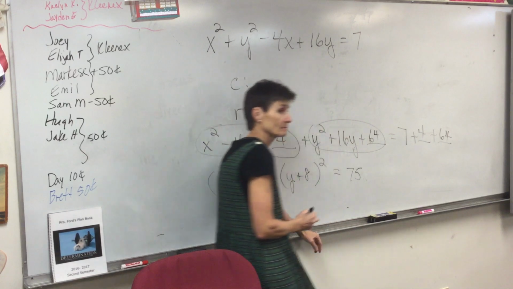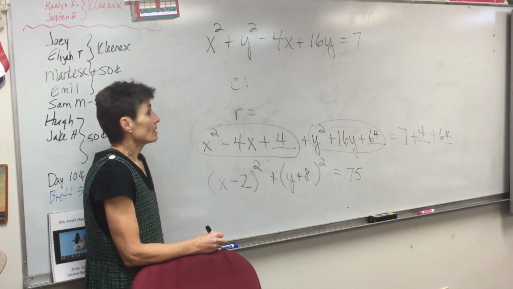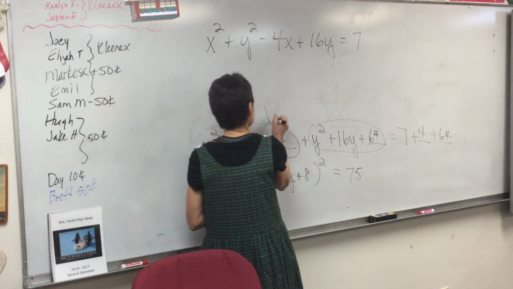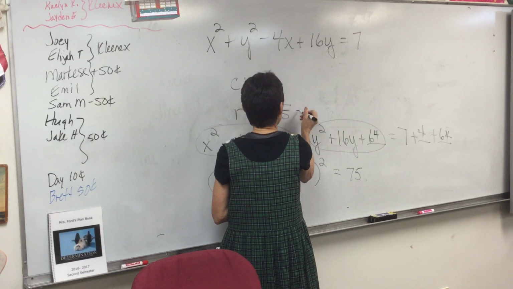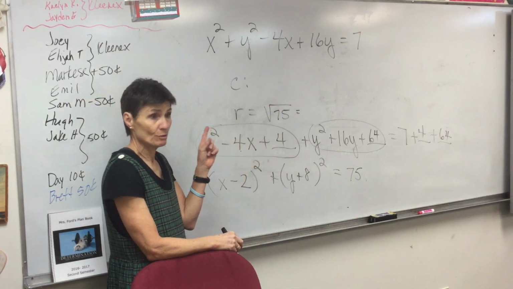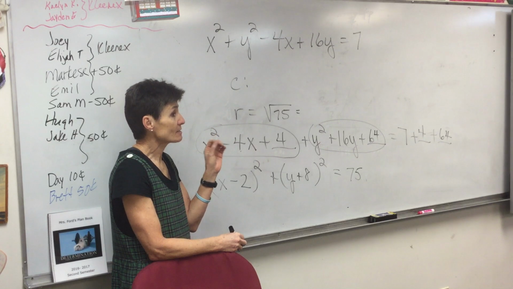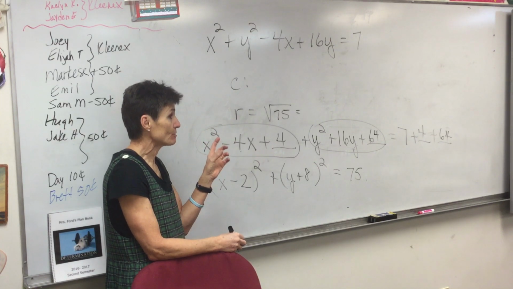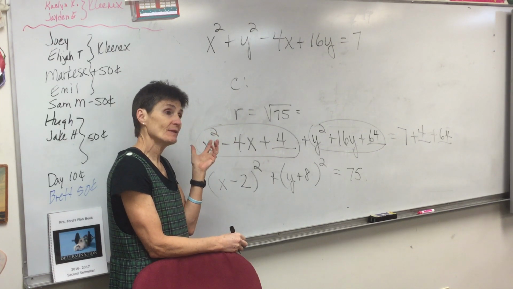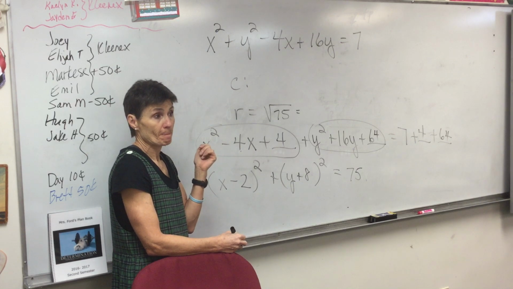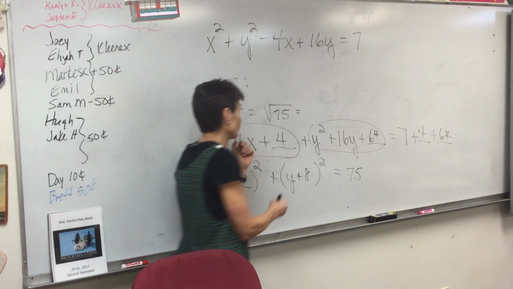75. So square root 75 for radius. So my radius is the square root of 75. Now, sometimes that's going to reduce, and if it does, if you want full credit, you're going to have to reduce it. So actually, 75 does break down: 5 root 3.